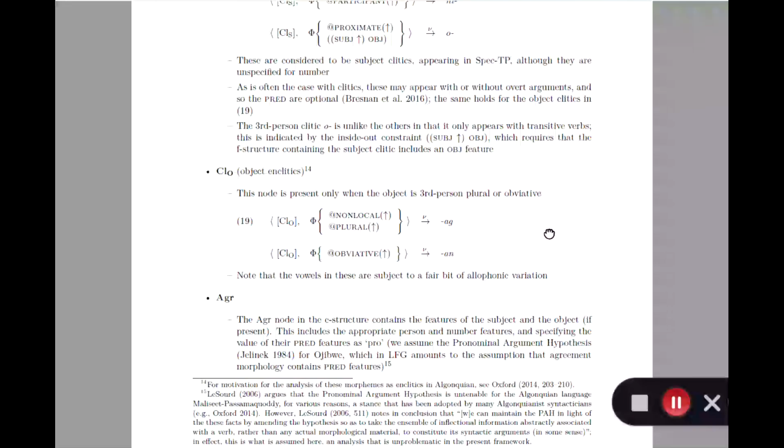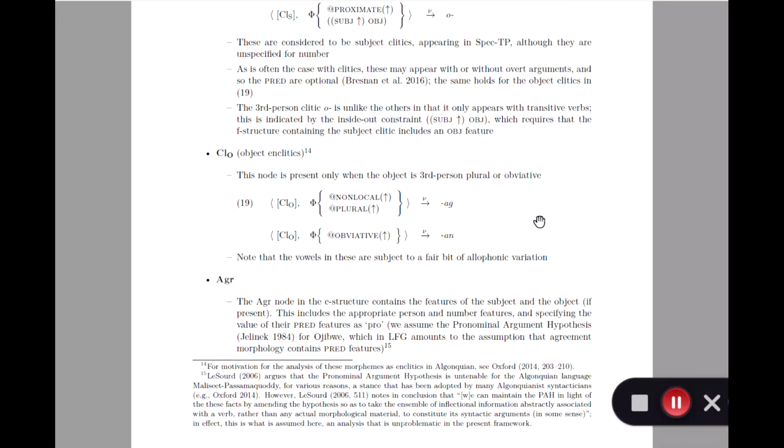Similarly, the object analytics encode features of the object, but notice that the only VIs that we have here mark elements of the third-person ones. So when you have a third-person plural object, you get ag. When you have a third-person obviative object, you get an. But when you have an object that's not third-person plural or obviative, you don't have a CLO head.